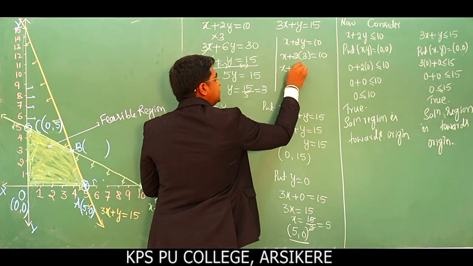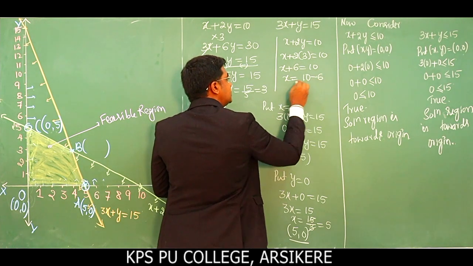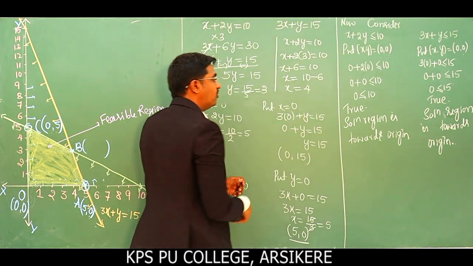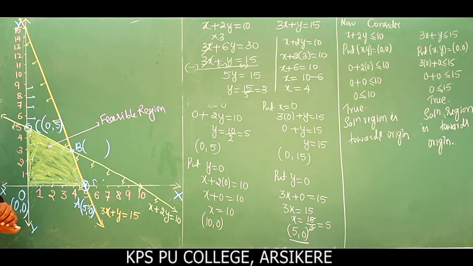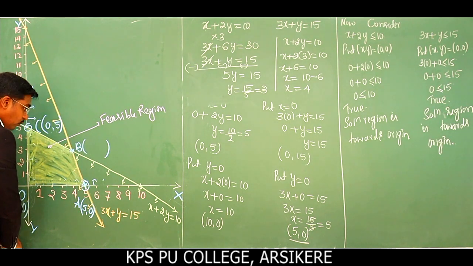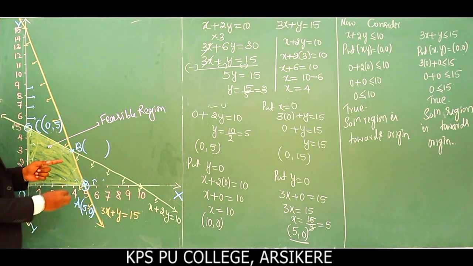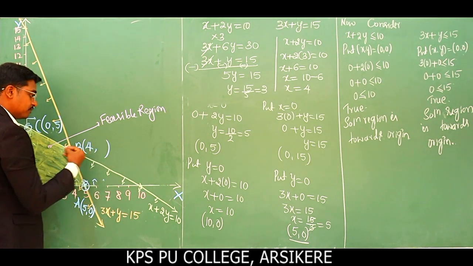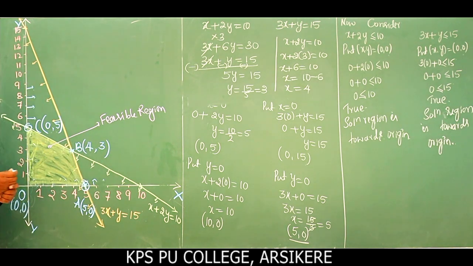X plus 6 is equal to 10. X is equal to 10 minus 6. We obtain x is equal to 4. Clear? The point B, the value of x is equal to what? 4, and y becomes, what is the y value here? 3. 4 comma 3. It's clear?